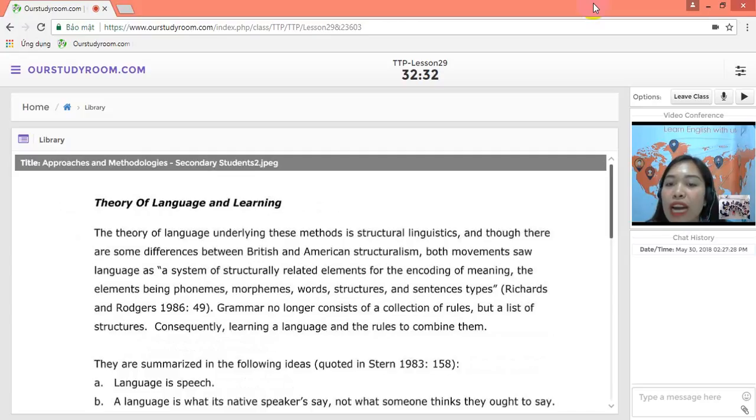Okay, theory of language and learning. Please read this one, Teacher Rosie. Yes. The theory of language underlying this method.